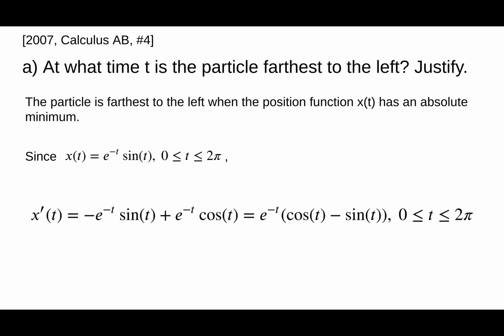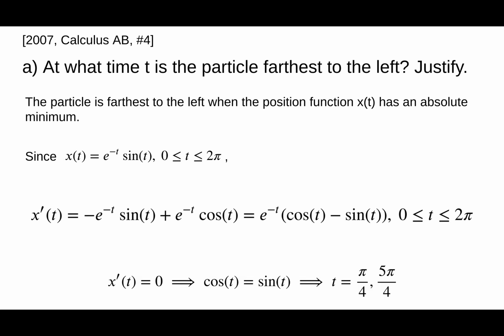All right, so to determine where this function has an absolute minimum, we have to find the derivative of x of t, which is negative e to the negative t times the sine of t plus e to the negative t cosine t, which we can factor out the e to the negative t, that's going to be e to the negative t times cosine t minus sine t, and again, this is only valid for values of t between 0 and 2 pi.